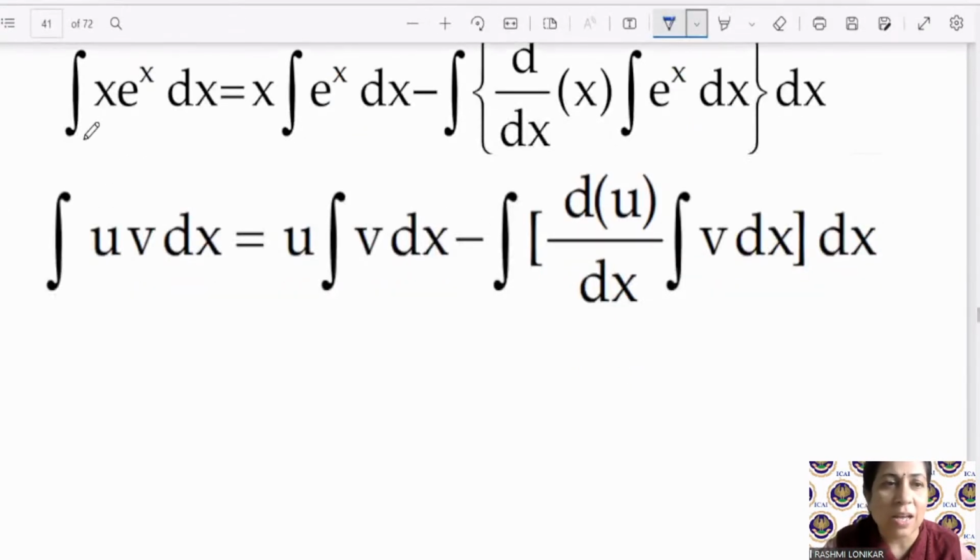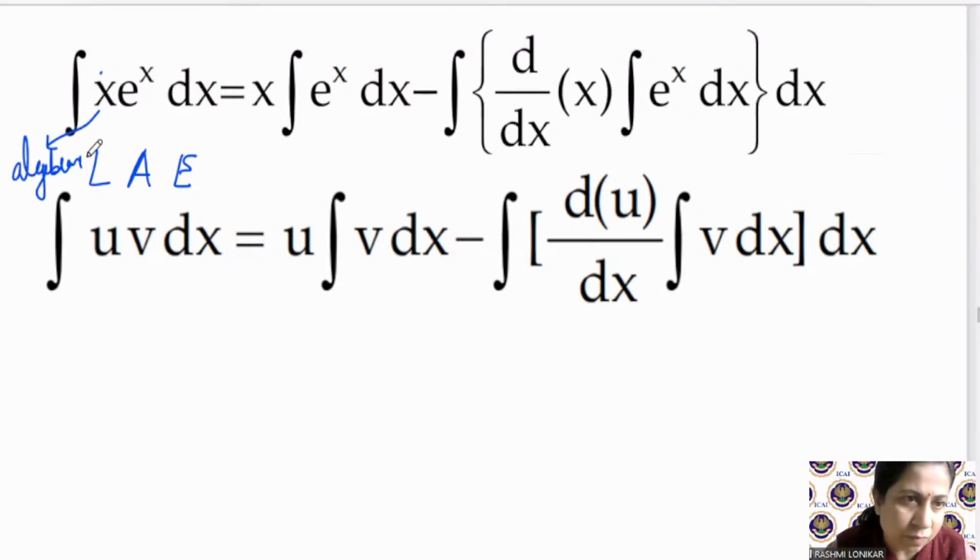Let us see. This is my integration of x into e raised to x. Now what does my rule say? L, A, E. My first function should be logarithmic. Is there a logarithmic? No. Algebraic and then exponential. Yes, x is an algebraic function, and this e raised to x is your exponential function.